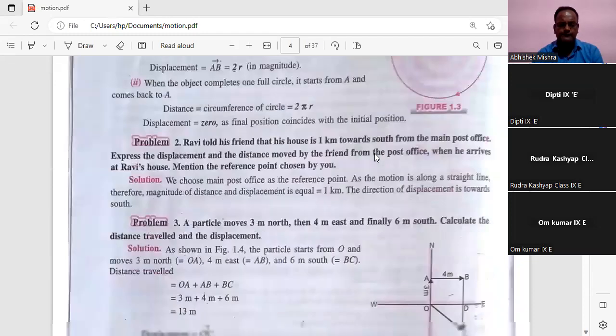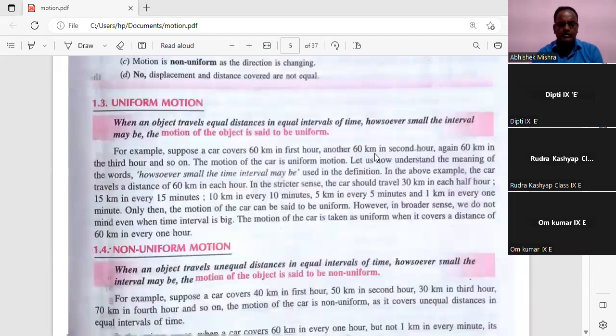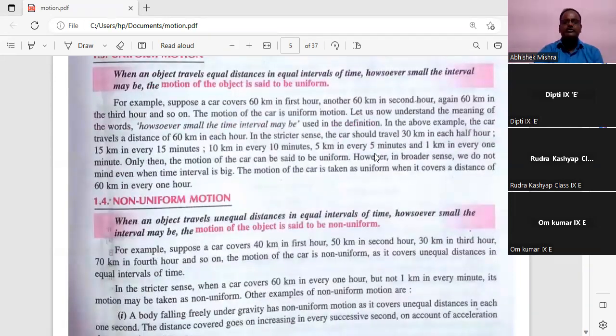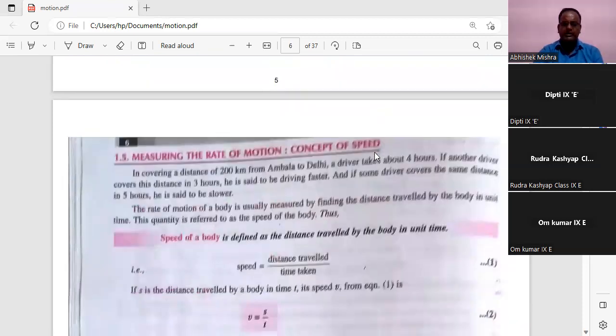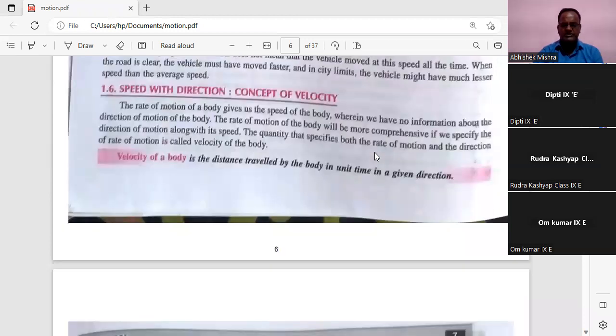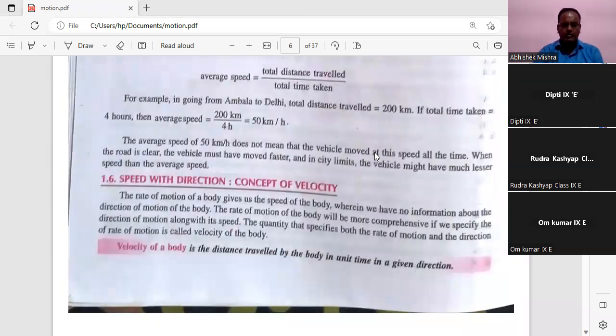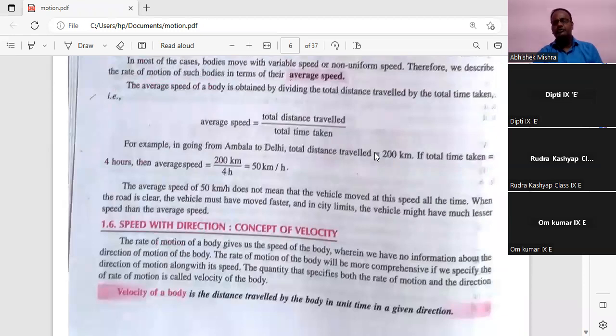Now, next question. Just wait a minute. Now let me ask you from the distance time graph. Okay, before going into that, one question to all. Speed and velocity. What is the difference between speed and velocity? Om Kumar, this question to you. What is the difference between speed and velocity?